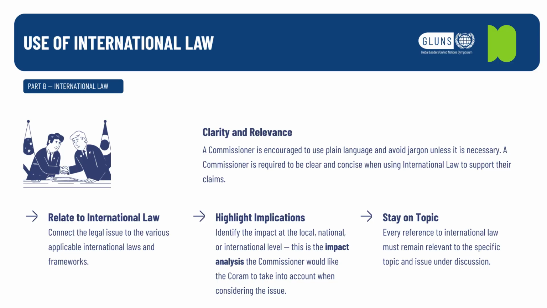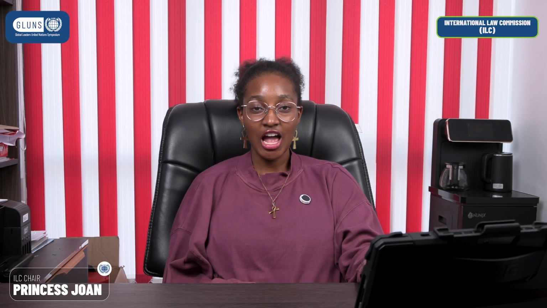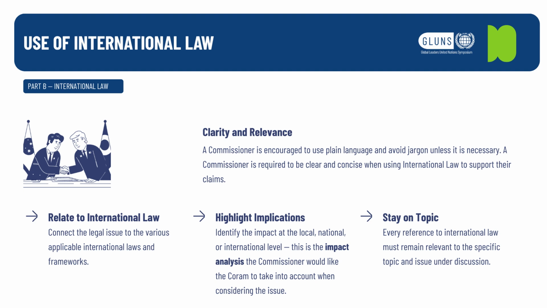The third thing to look at is the use of international law. While citing or using the law, a commissioner is encouraged to use plain language and avoid unnecessary jargon unless it's completely necessary. Jargon, for example, might be the use of Latin words and Latin expressions that are normally used in the law. You are required to be clear and concise when using international law in supporting your claims.